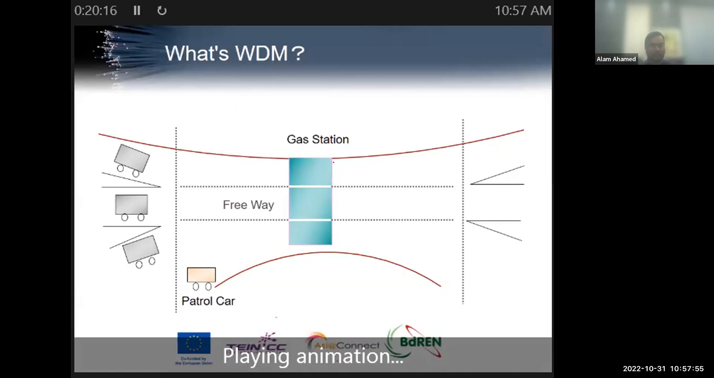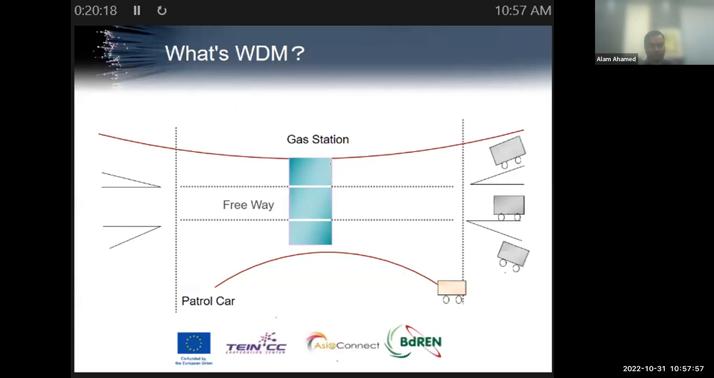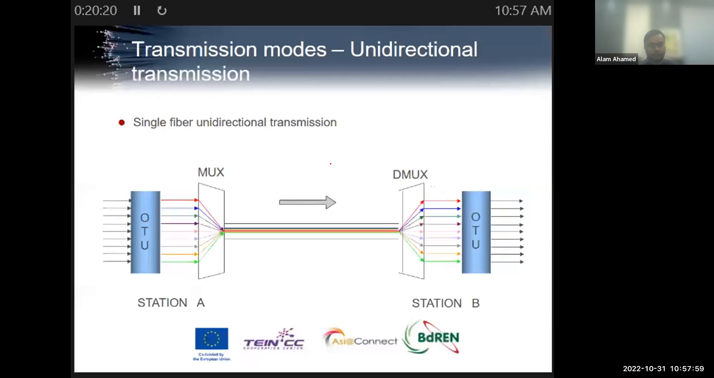What is DWDM? If you have a single fiber and unidirectional transmission, this is the multiplexing and this is the demultiplexing system. If a router is connected to an OTU and another router is connected to another OTU, this is the main technology of DWDM.